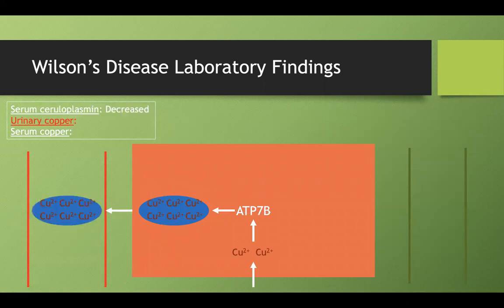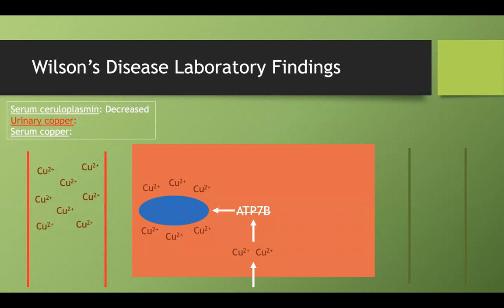Urinary copper, normally what's going to happen is that if you have this copper that's neatly packaged in ceruloplasmin, like it should be, if it tries to get excreted, it's not going to, because it's already part of this bigger entity. However, if you have Wilson's disease and you have copper that ends up leaking out, let's say after that hepatocyte gets damaged and some copper leaks out, now that free copper can easily go through the kidneys and be excreted. So you're going to have increased urinary copper.